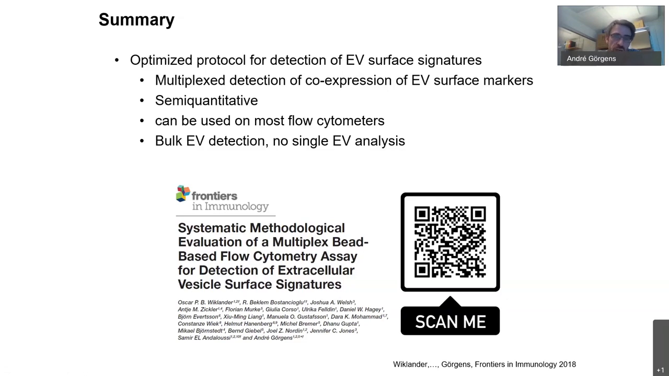Mentioning again to be clear, it's a bulk EV detection, not a single EV analysis method. So each bead that we detect in the flow cytometer probably has hundreds or thousands or more of EVs bound to that bead, and what we see is a bulk signal. And it's published, so please refer to the publication if you want to learn more.